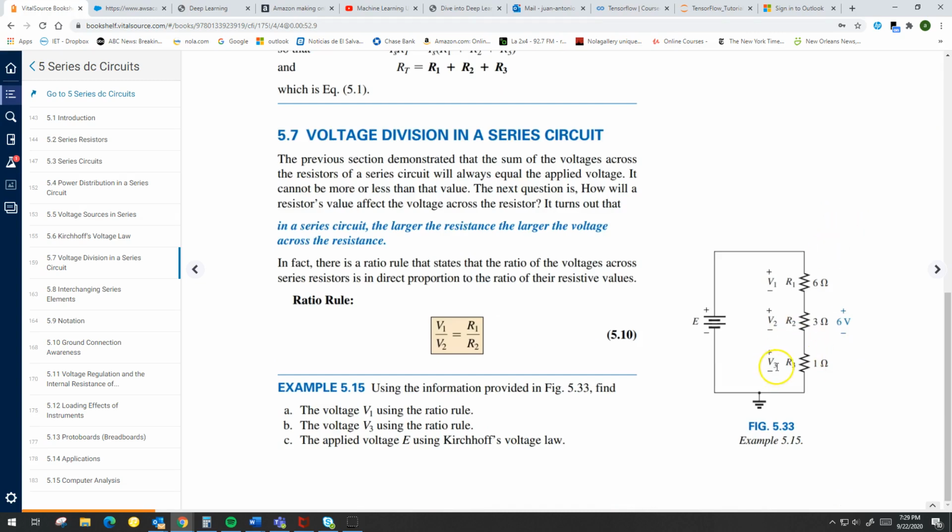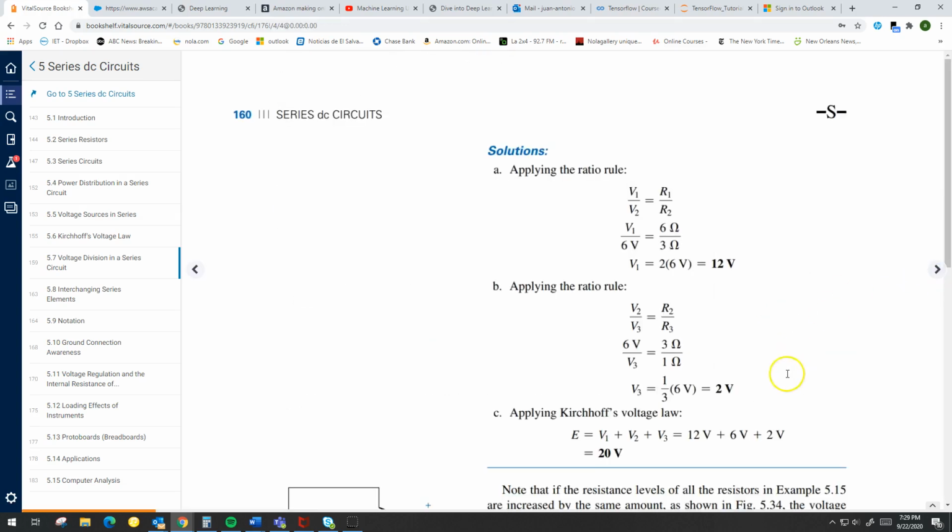If you apply the rule again for V3, same thing. You can say V3 over V2 is equal to R3 over R2. Just pick the ratios, or the same thing, V2 over V3 is the same as R2 over R3. It doesn't change the values. Since you're looking for V3, all you have to do is substitute the value of V2, which is 6 volts, and the ratio of the two resistances, which gives you 1, and that gives you a V3 of 2 volts.